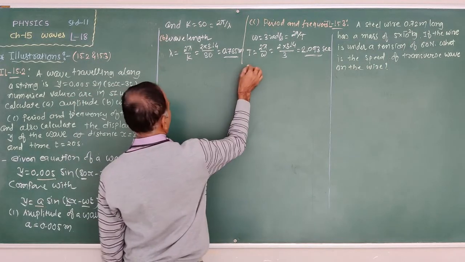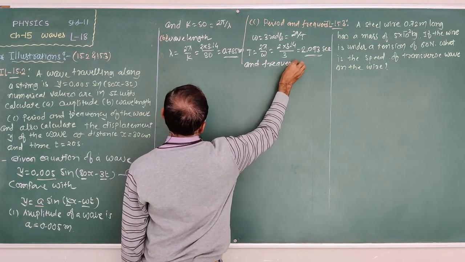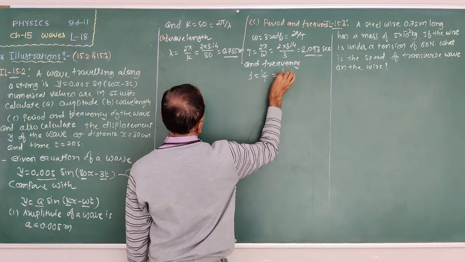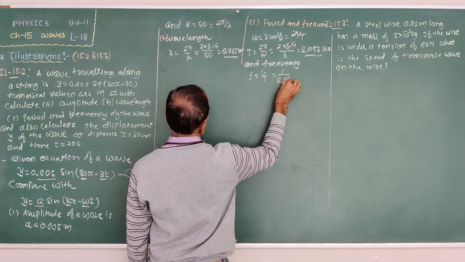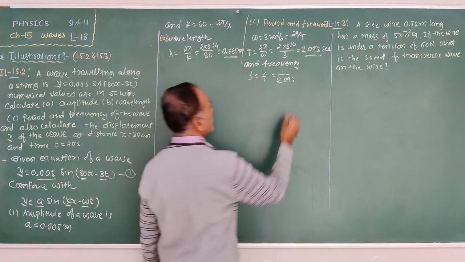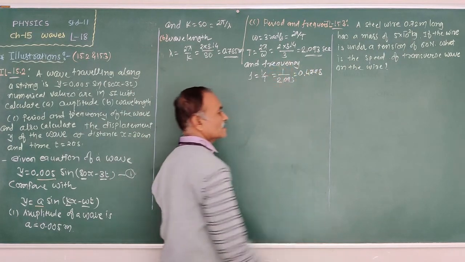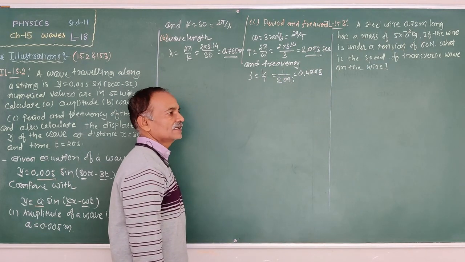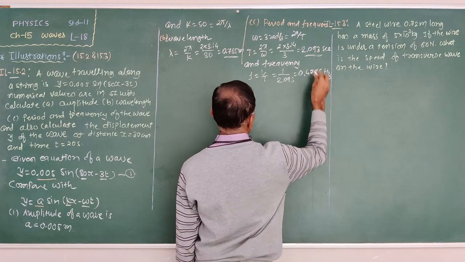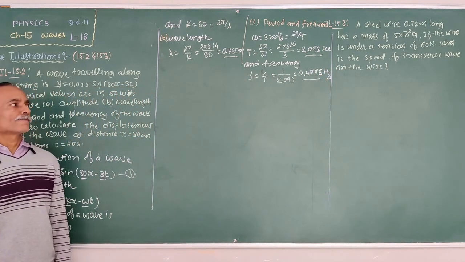And the frequency f is equal to 1 upon T. That means 1 upon 2.093. So that gives 0.478 second inverse, that is hertz. That is the frequency of the wave.